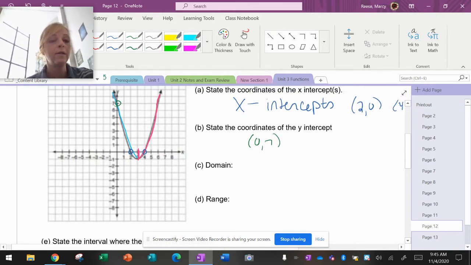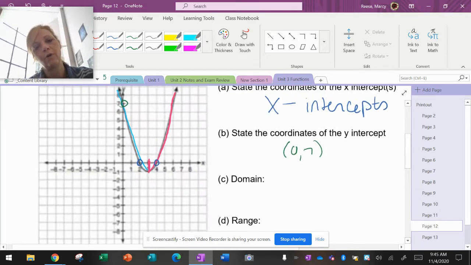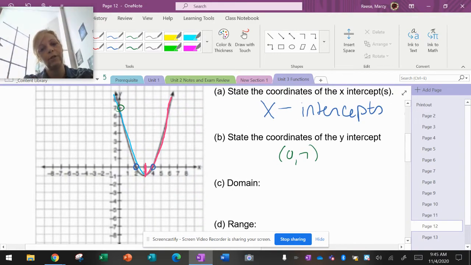The domain, excuse me, is anywhere going, like looking at the graph, is it going left forever, is it going right forever? So when I look at the graph, I know they're both going up, but definitely they are going out. So it is left forever, it is right forever.